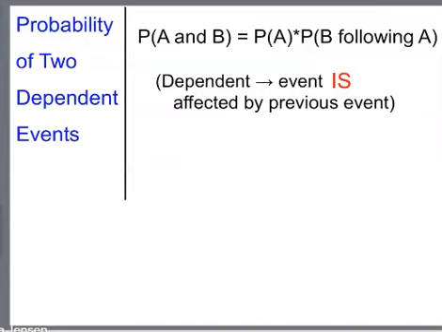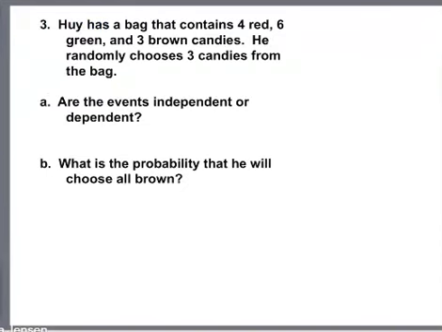Now, dependent means that the one event does affect the next event. The event is affected by the previous event. So if we look at an example of that, Hugh has a bag that contains 4 red, 6 green, and 3 brown candies. He randomly chooses 3 candies from the bag. Okay? Are these independent or dependent? Well, in this case, they are dependent.